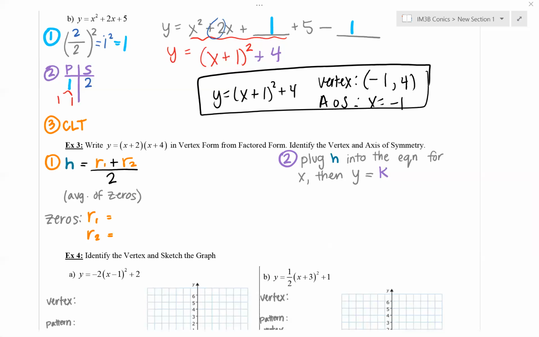For example 3, we're given factored form, and they want vertex form again. So the process is a little bit different because we don't have a set procedure. I mean, we could multiply out the 2 factors and then do that again, but that's a little slower than just having something else that we can do.